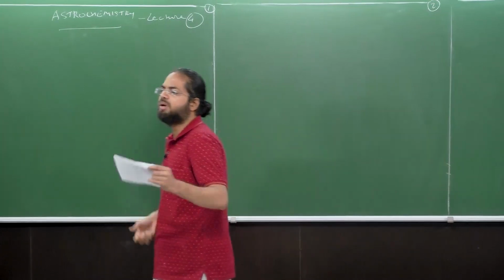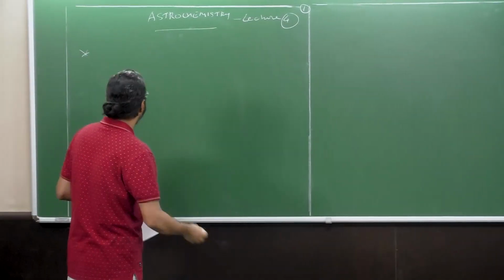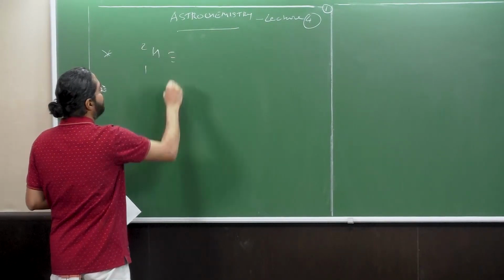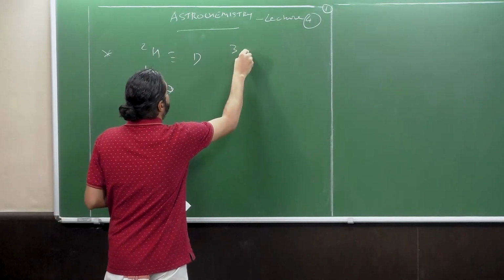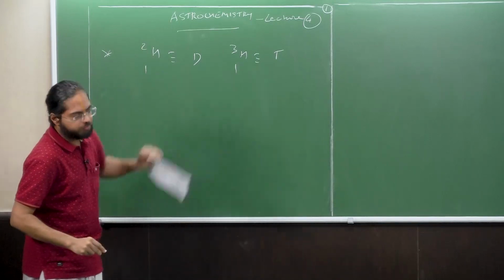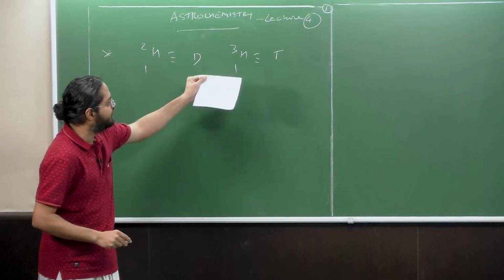Okay. So we shall now continue with understanding how the other isotopes of hydrogen, that is 2H1, which is also called deuterium, and 3H1, which is called tritium, were formed. How were these two formed? We'll also look into the equations responsible for the formation of deuterium and tritium.